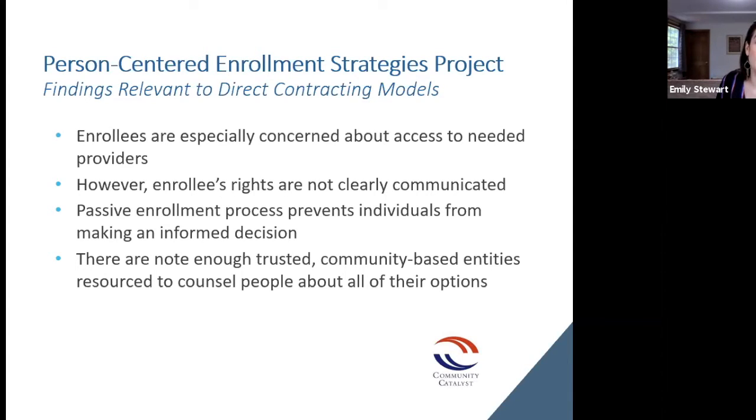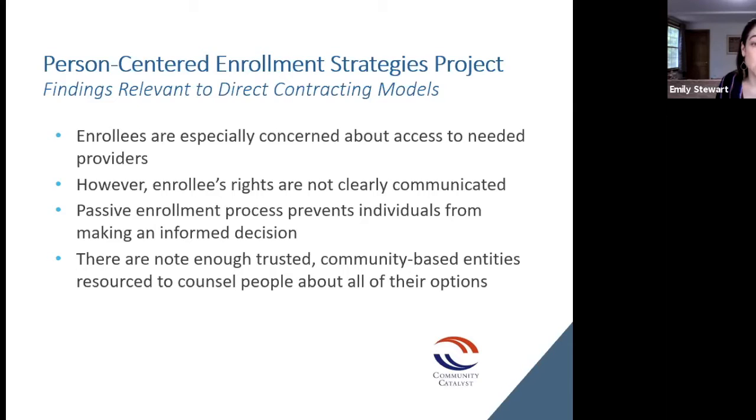Specifically, the passive enrollment notices were insufficient. And also the method by which they were delivered didn't really work. A lot of times people were just getting direct mail, and that has proven with our research to not be the most effective or preferred way to communicate with dually eligible people.